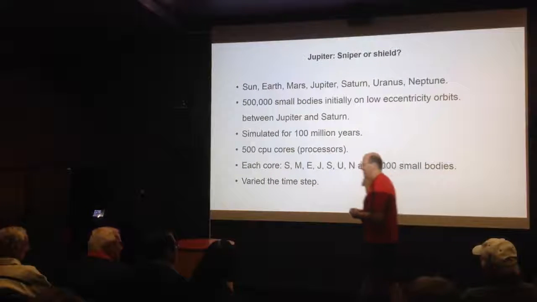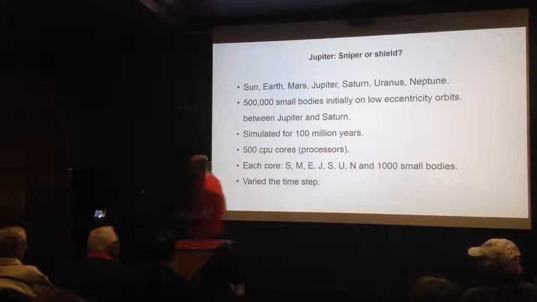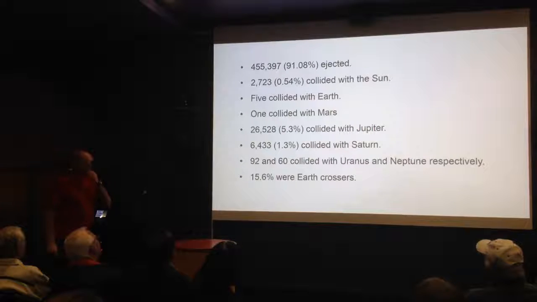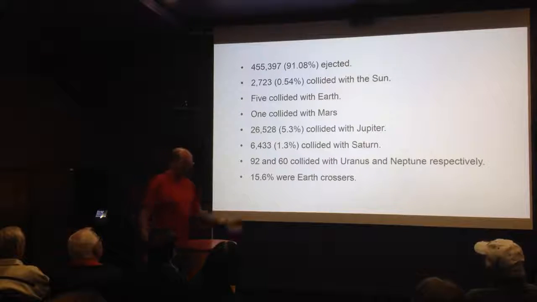A million to one. Million to one, that's not a bad estimate, actually. Okay, so let's stand over here. The first thing is that 91.08% of the asteroids were ejected. That is a good thing, from my point of view, because it greatly reduces the CPU time.